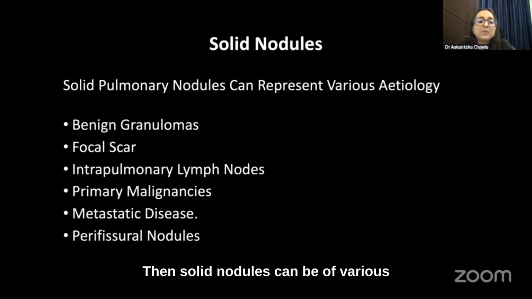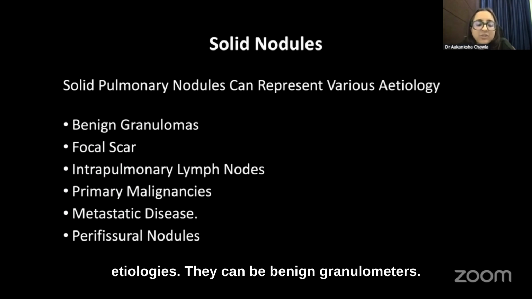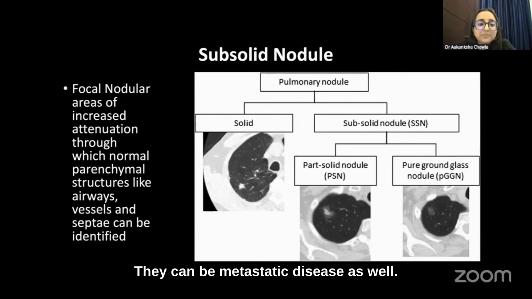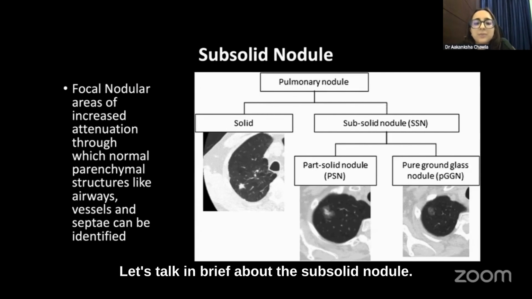Then solid nodules can be of various etiologies. They can be benign granulomatous, they can be primary malignancies, they can be metastatic disease as well. Now we've talked about the solid nodule. Let's talk in brief about the subsolid nodule.